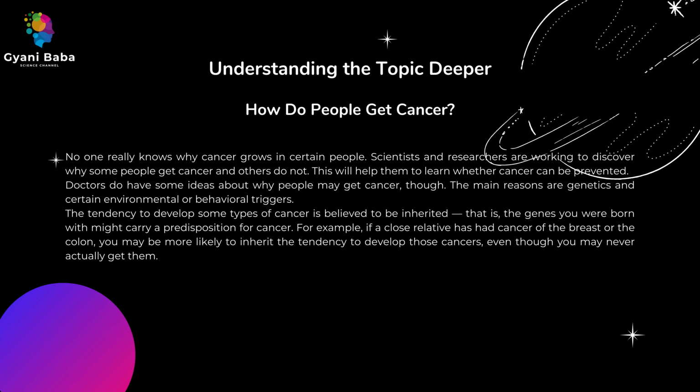The tendency to develop some types of cancer is believed to be inherited, that is, the genes you were born with might carry a predisposition for cancer. For example, if a close relative has had cancer of the breast or the colon, you may be more likely to inherit the tendency to develop those cancers, even though you may never actually get them.